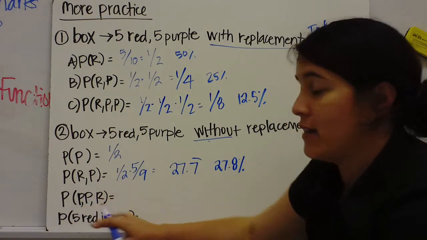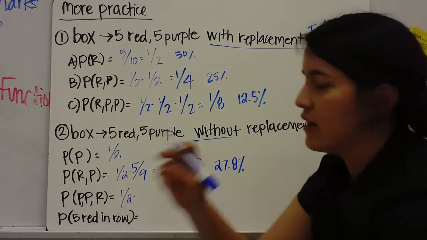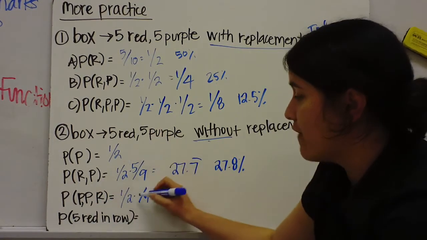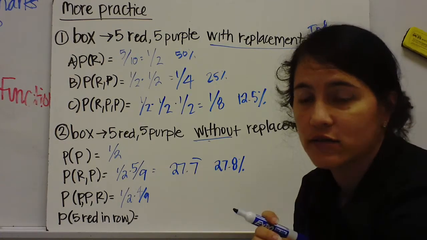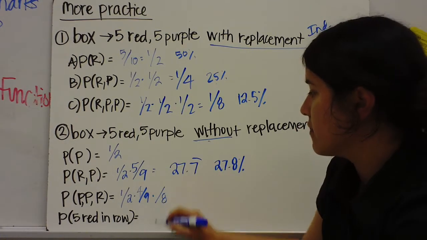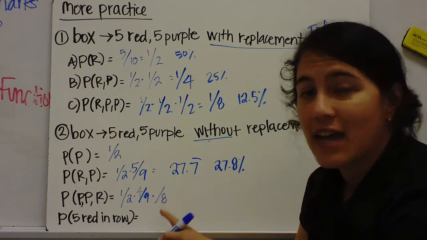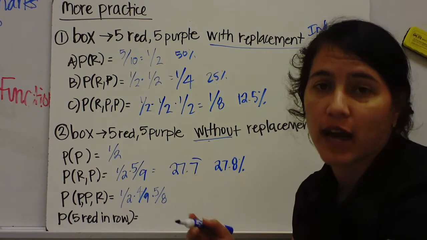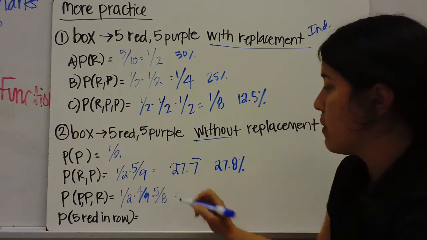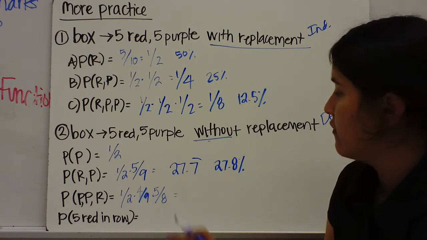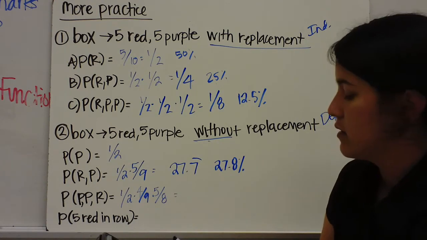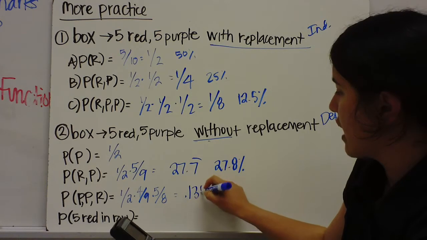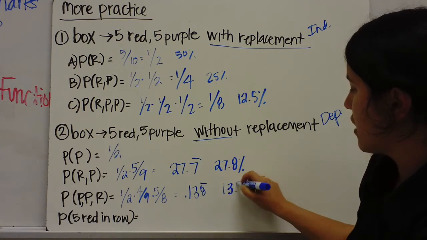Probability of a purple, purple, red. So again, we have half are purple, and let's say we take a purple out. Then that means we're left with 9, and I want another purple, but I don't have 5 anymore. I only have 4 because you took one out. Then I'm left with 8 marbles because I've taken 1, 2 out. And now I want red, but I have 5 red left. I've only taken out 2 purples. So I'm going to multiply all these fractions together. A half times 4/9 times 5/8. And that gives me 0.138 repeating, so 13.9%.